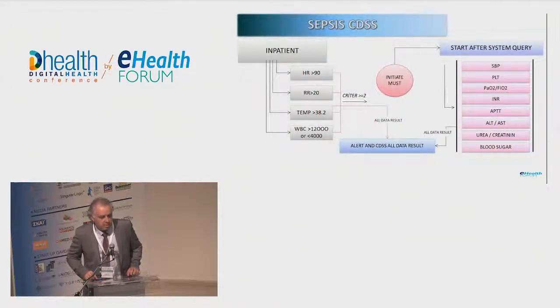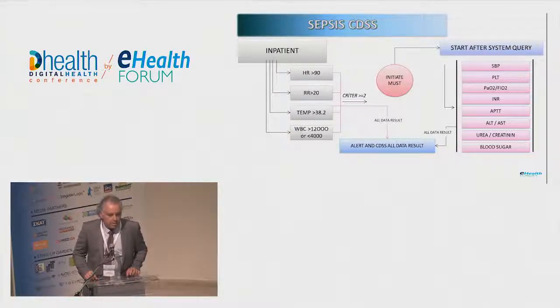This is how the sepsis decision support works. We set it on if the heart rate is over 90, if respiratory rate is over 20, if the body temperature is over 38, and white blood cells over 12,000. So at least two of these criteria are positive. The system triggers and gives an alert to the physician, either on the screen as a pop-up or by sending SMS to his cell phone.